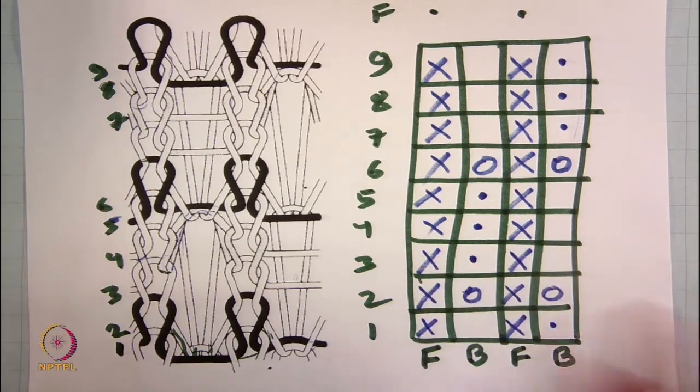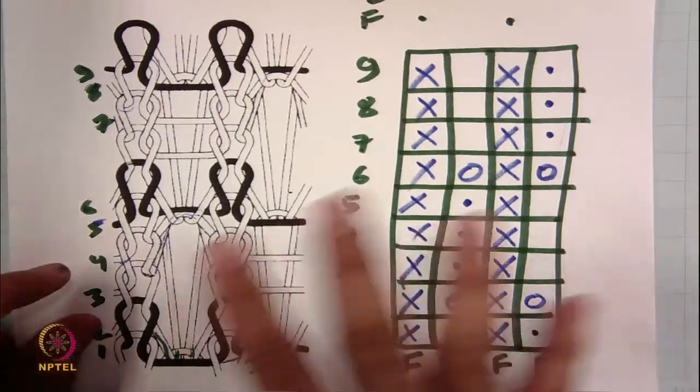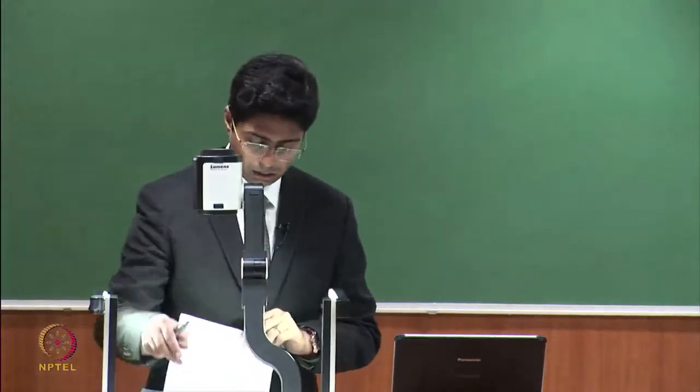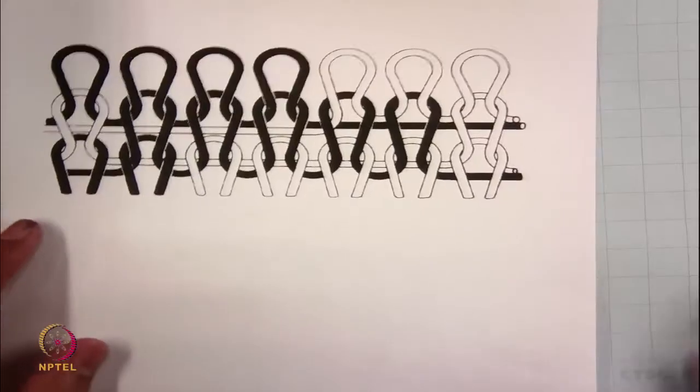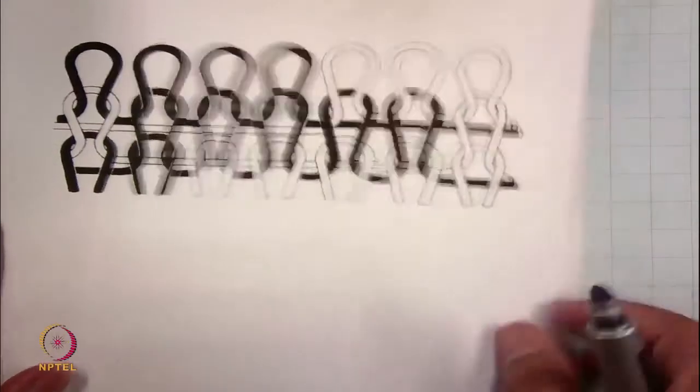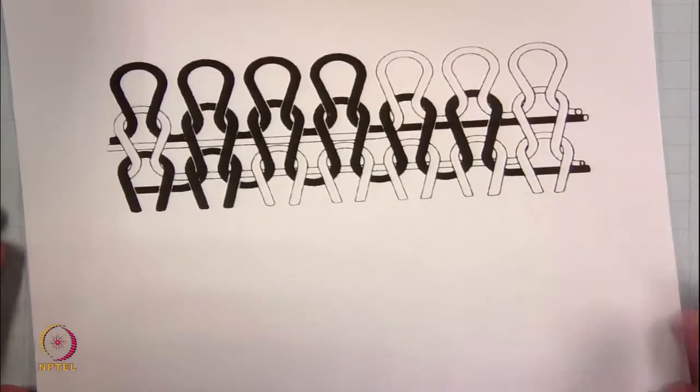So, I expect you to practice even more complicated structures just to get confidence in this particular diagram notation. The last fabric which I want to do in this particular lecture is what happens when you have 2 different colors of yarn present in the same course.